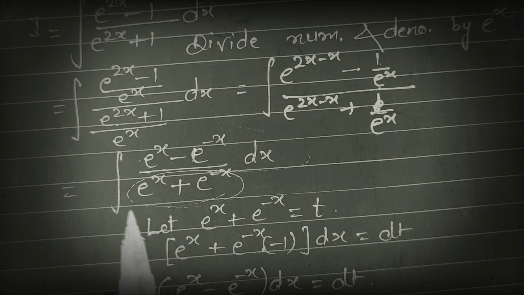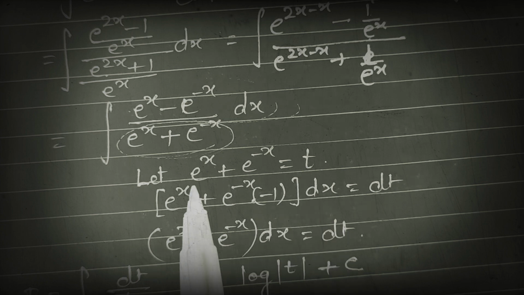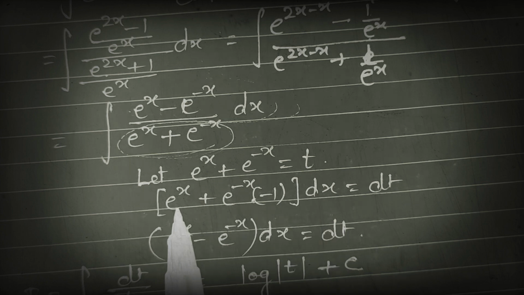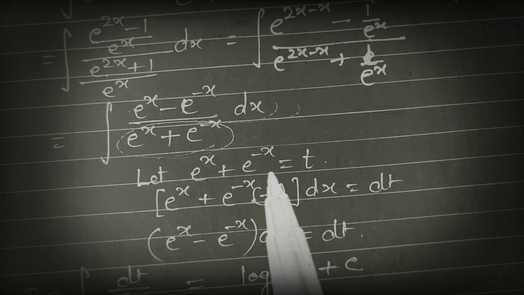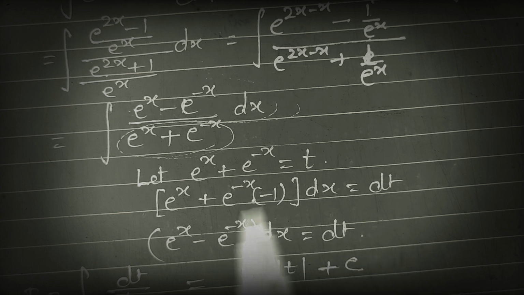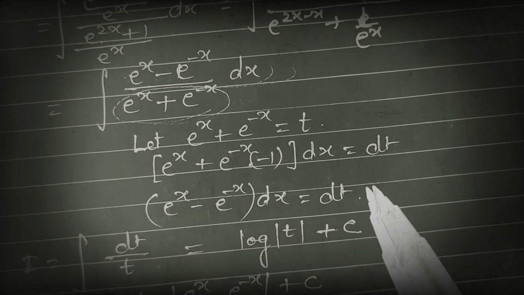अगर हम नीचे वाले को t लेते हैं तो ऊपर क्या आ जाएगा dt. So e raised to power x plus e raised to power minus x as t. Derivative of e raised to power x is e raised to power x. Its derivative is e raised to power minus x, and minus x derivative is minus 1. Now, (e^x minus e^(−x)) dx is equal to dt.